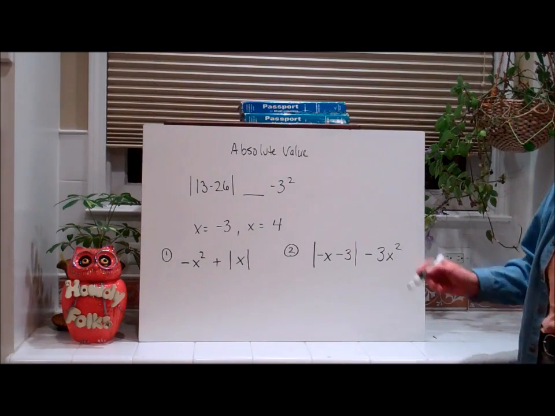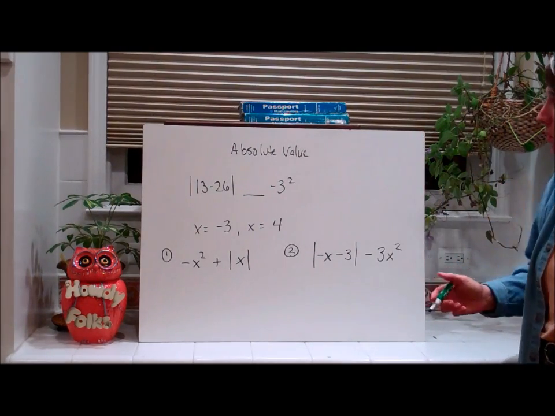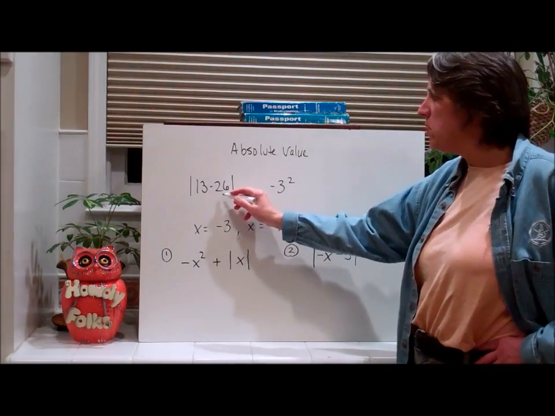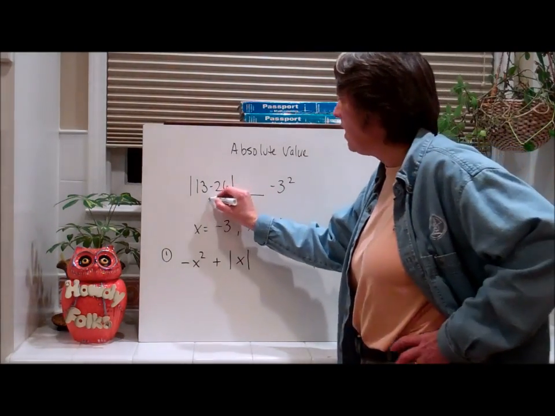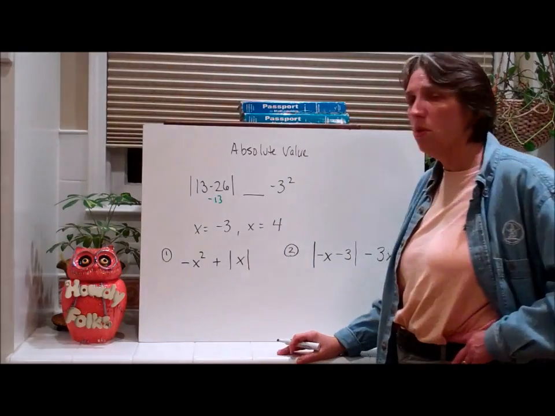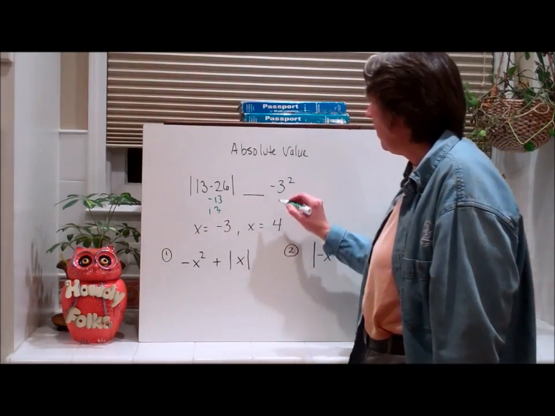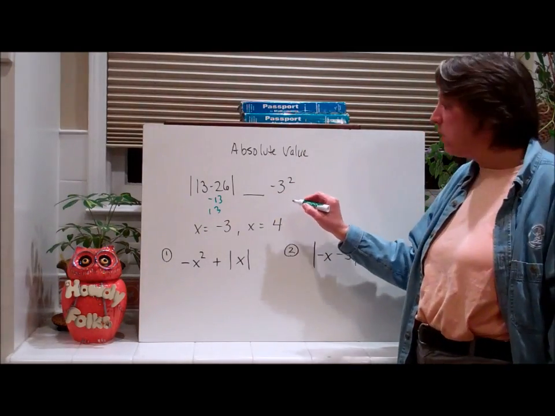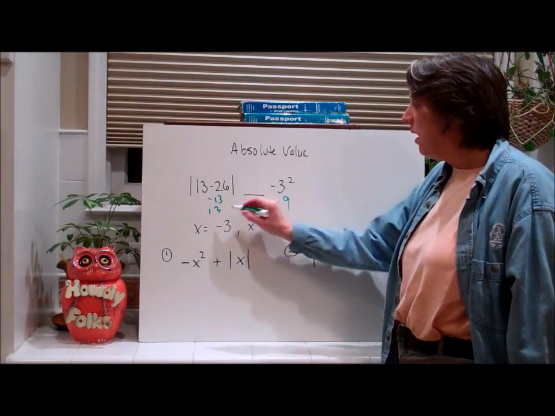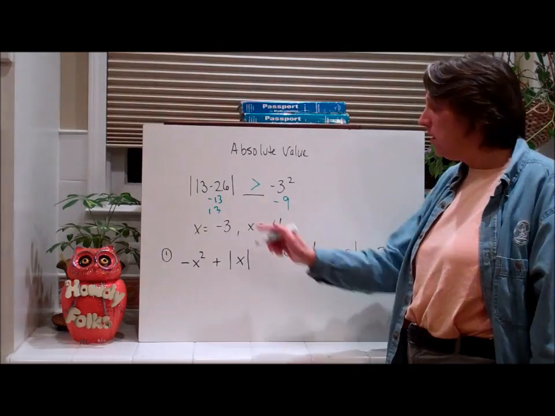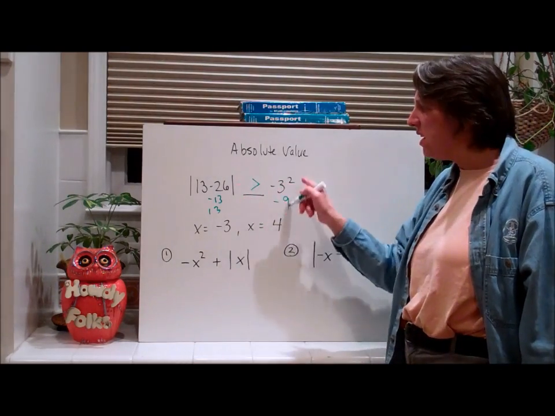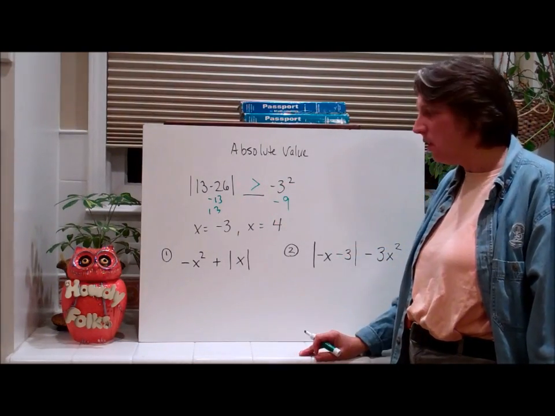Alright, let's see how you did. I ran out of boards, so we're going to do this one together. 13 minus 26 becomes negative 13. This is how you show your work. The absolute value of negative 13 is 13. And this becomes the opposite of 3 squared, which is negative 9. And 13 is greater than 9. Show that work. There's going to be a big section on this with exponents and everything.